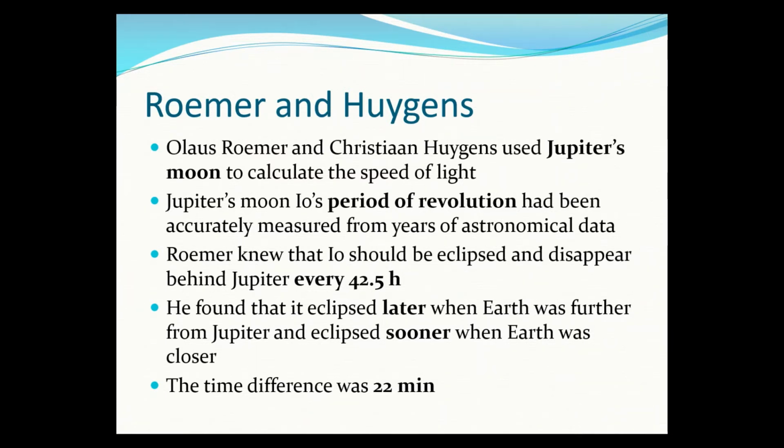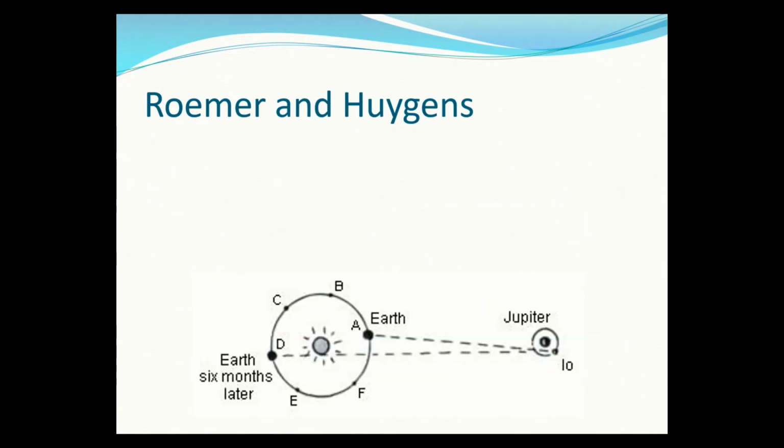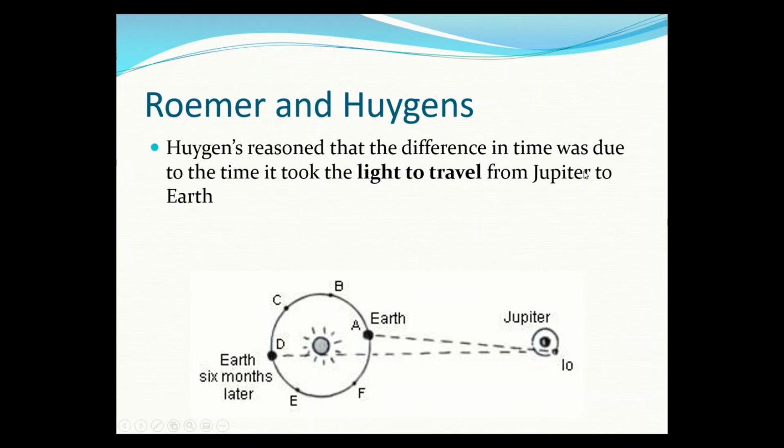Okay, so they know that. But what he found was that it eclipsed later when Earth was further from Jupiter and eclipsed sooner when Earth was closer. So the time difference was 22 minutes. So Huygens reasoned that the difference in time was due to the time it took light to travel from Jupiter to Earth. So here's Io over here, here's Earth, so here it's eclipsing behind.